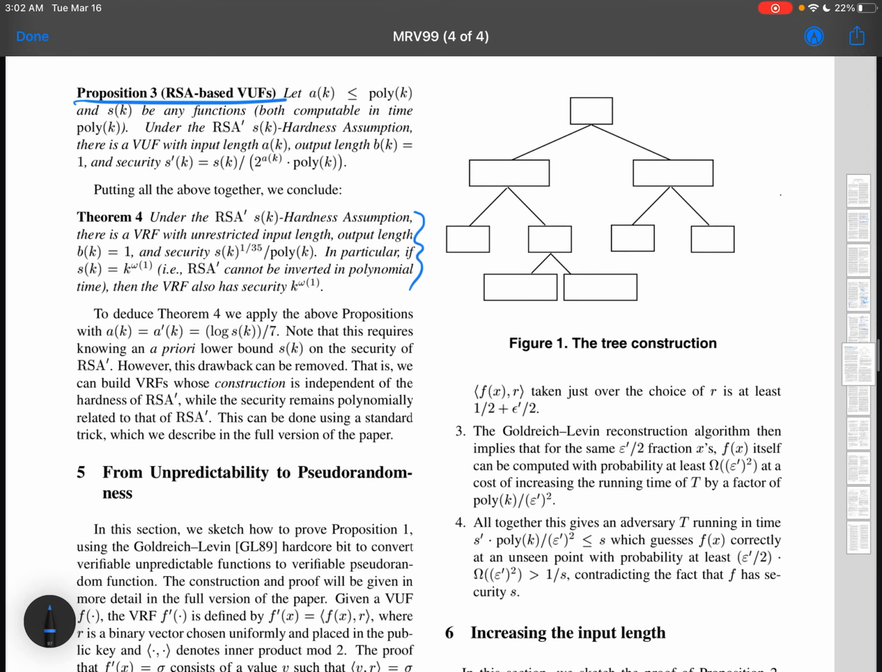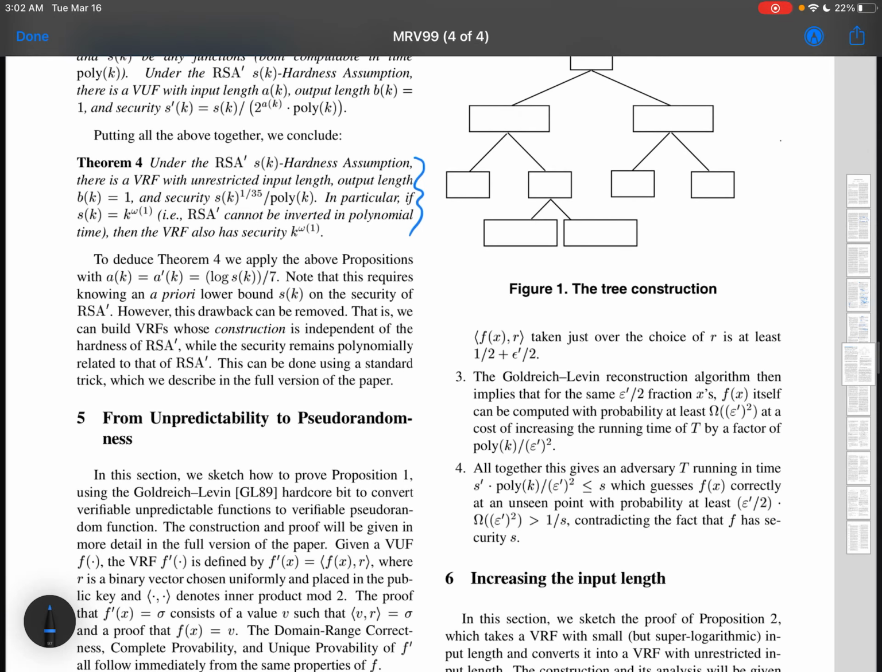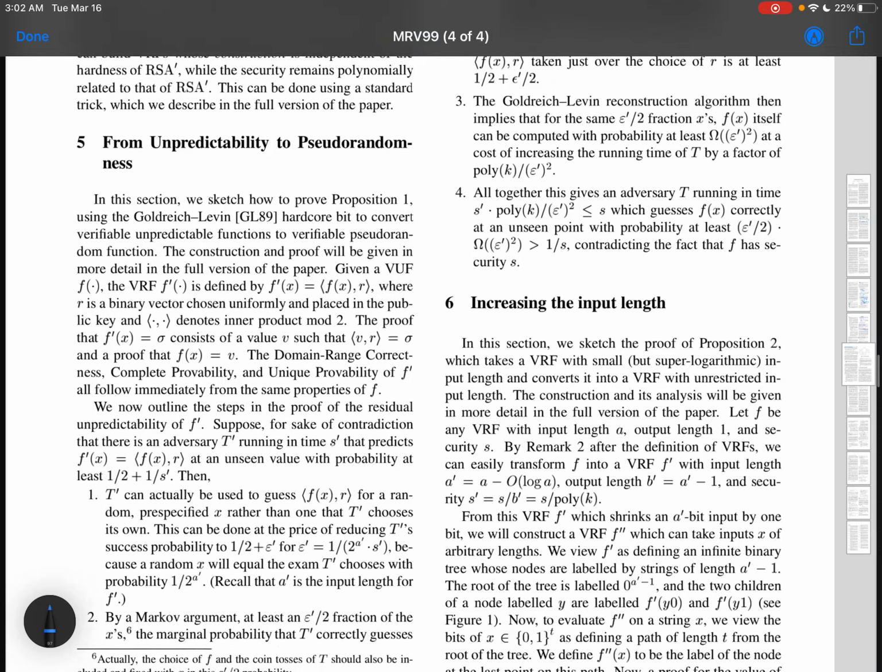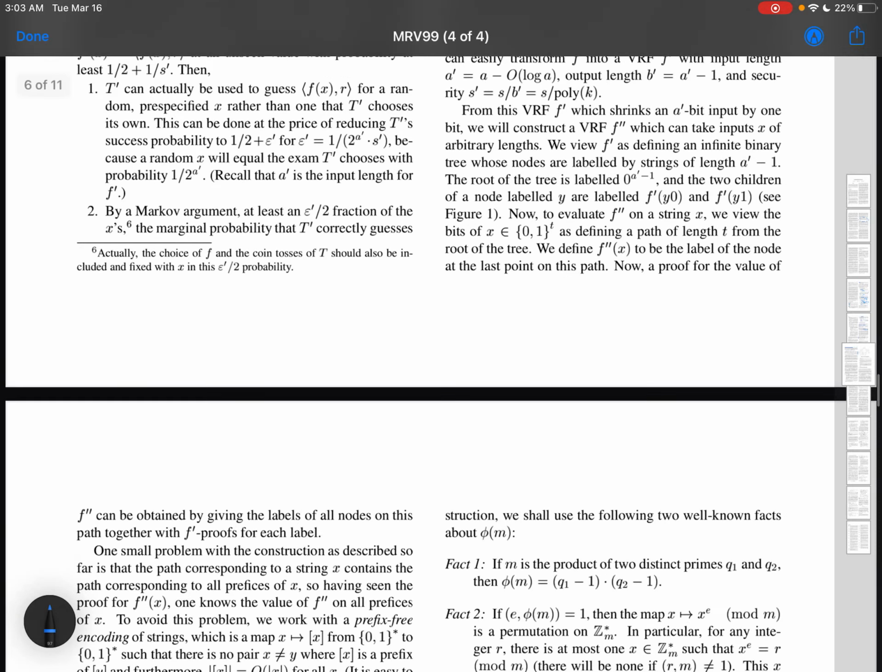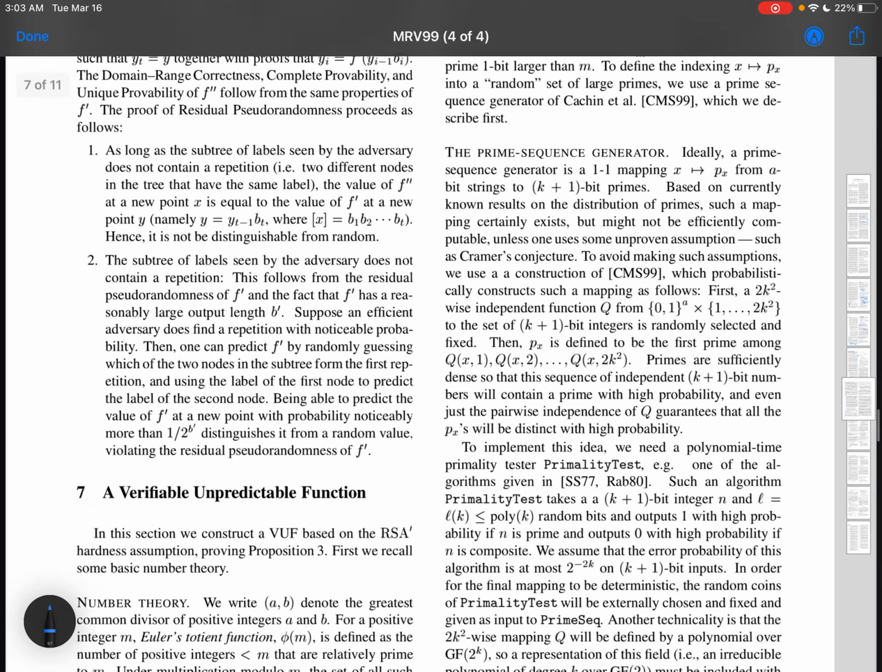And that is essentially the paper in a nutshell. The rest of the paper goes into the details of how they prove each of the propositions.